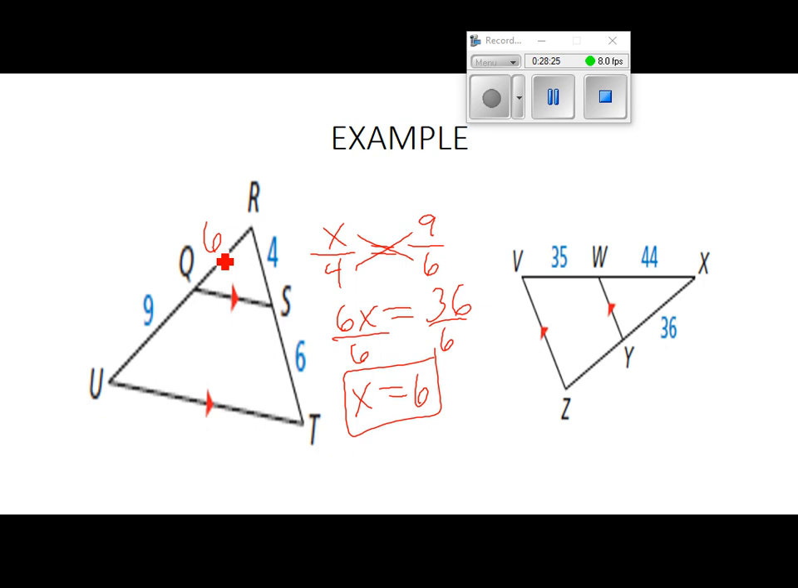Now again, if they would have said, find this length, then we'd have to use this small triangle and match it up to the big triangle. We couldn't use that theorem that we just covered.